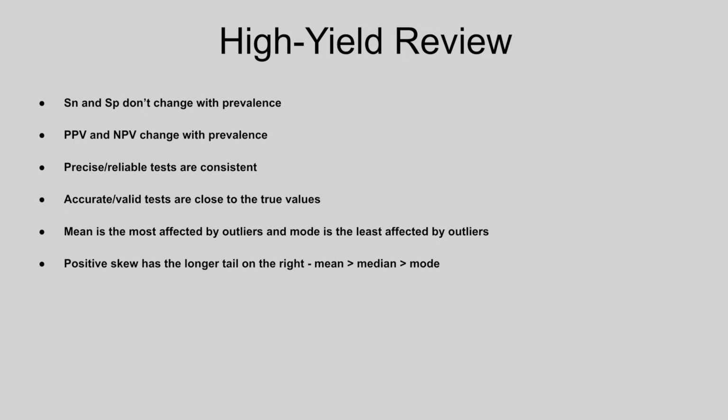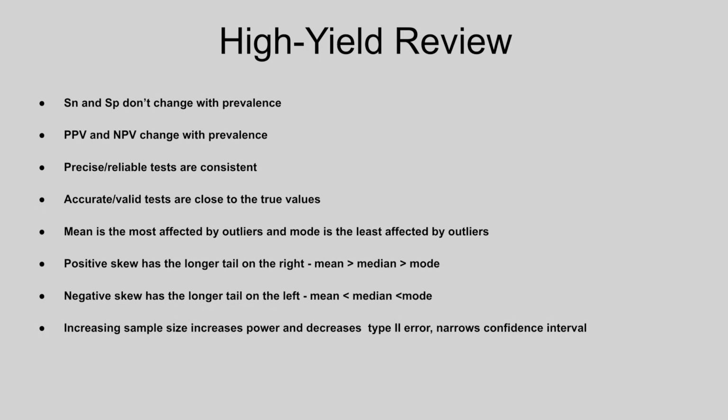A positive skew has the longer tail on the right, which means that the mean is higher than the median, which is higher than the mode. A negative skew has the longer tail on the left side, and it's the opposite of a positive skew. So the mean is less than the median, which is less than the mode. And remember, increasing your sample size increases power and decreases type 2 error. And it also narrows your confidence interval when you increase the sample size.